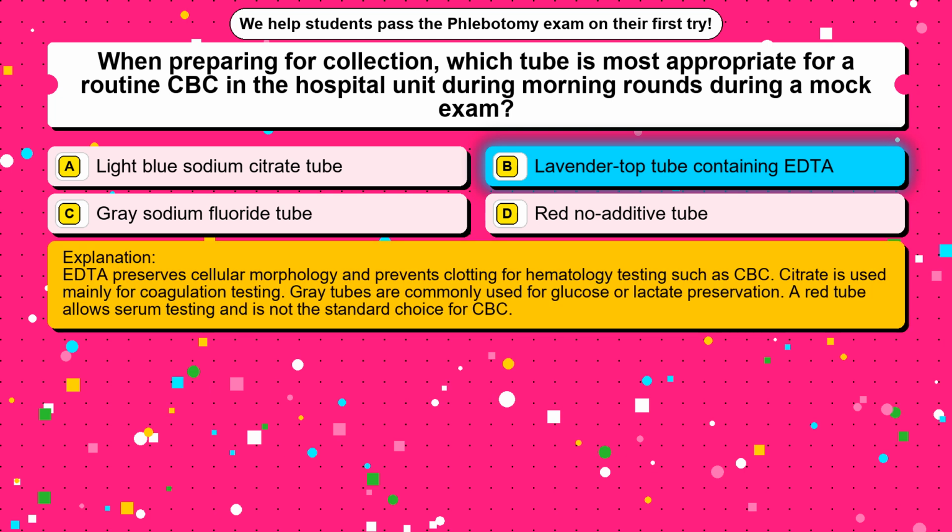EDTA preserves cellular morphology and prevents clotting for hematology testing such as CBC. Citrate is used mainly for coagulation testing. Gray tubes are commonly used for glucose or lactate preservation. A red tube allows serum testing and is not the standard choice for CBC.